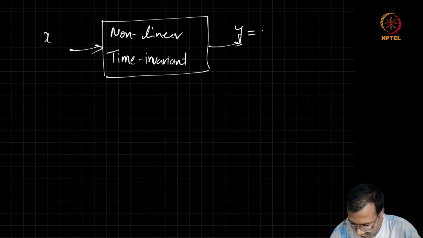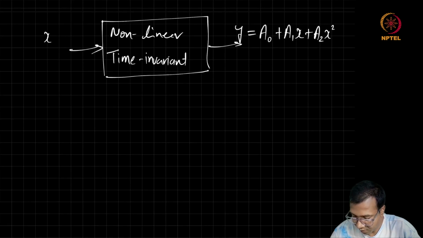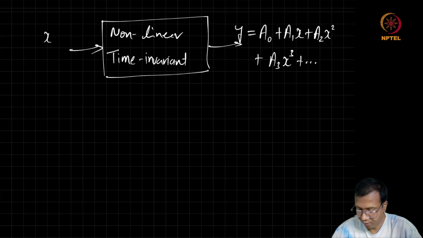So this Y is some nonlinear function of X, like Y is some constant plus some linear term, then quadratic nonlinearity, then cubic, and so on. Okay. So we want to see if such a system can perform frequency translation.